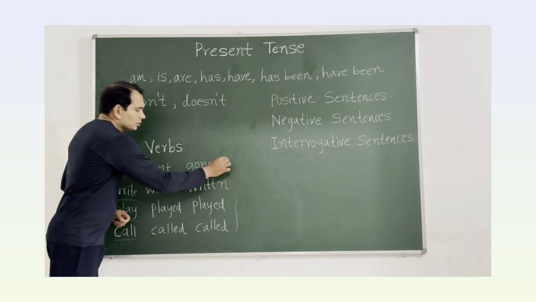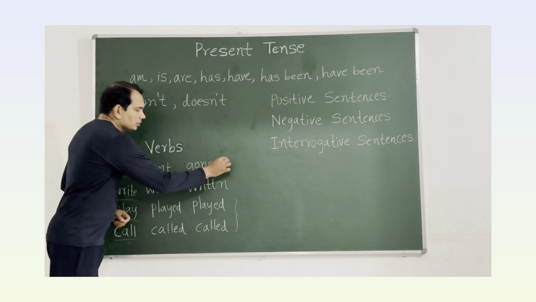Now let's learn how negative sentences are formed in the simple present tense. There are some examples here. In the simple present tense, when we are to make negative sentences, we use the auxiliaries don't and doesn't. We must know the difference between don't and doesn't to speak English confidently.